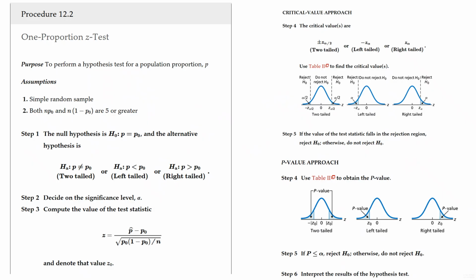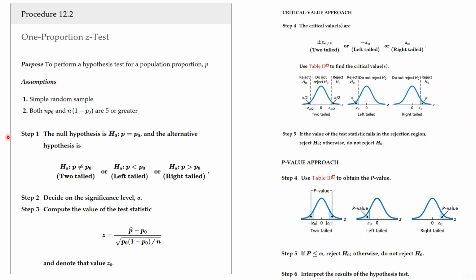Here is the procedure for the one proportion Z test. So the purpose is to perform a hypothesis test for a population proportion P. Our assumptions here are that it's a simple random sample, and both N times P sub 0 and N times 1 minus P sub 0 are 5 or greater. So that's going to lead us into a little bit of a discussion about what is P sub 0 here. We'll cross that bridge when we get there.